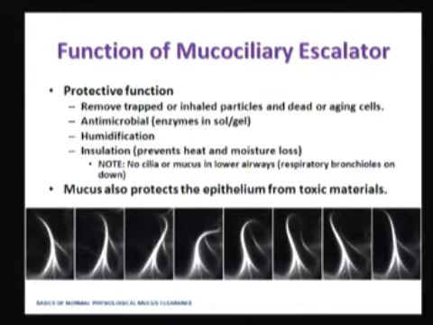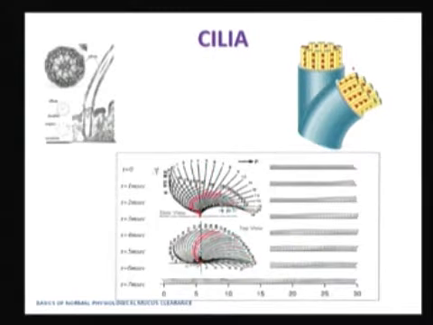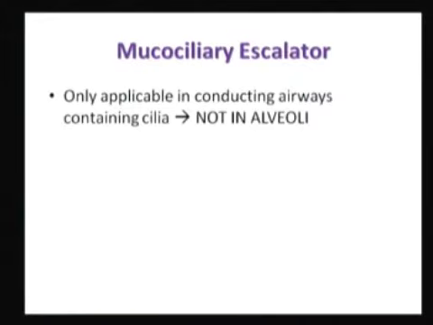Its protective functions are to remove trapped and inhaled particles, and it provides antimicrobial action, humidification, and insulation. Mucus also protects the epithelial cells from toxic materials. This is the action of the cilia that we can see from both sides, from the top and from the lateral view. That takes around 7 milliseconds to do the whole range of it.